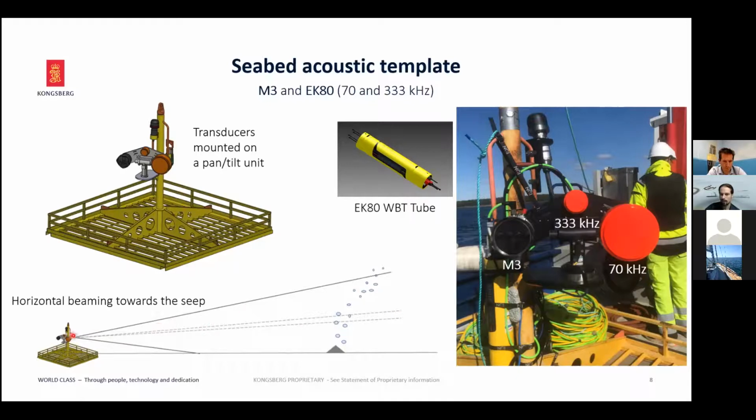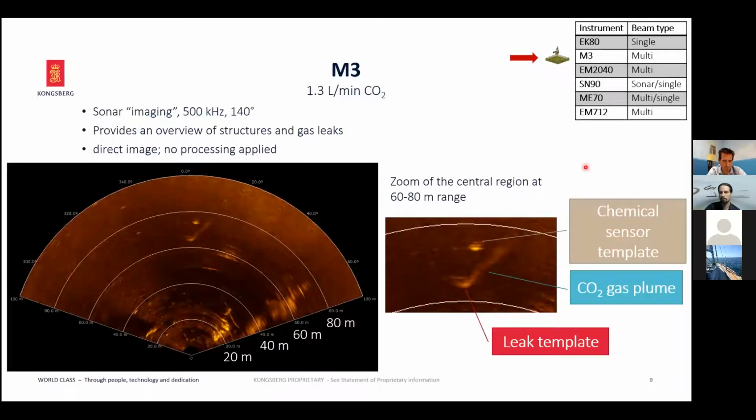It is also indicated that the imaging sonar had a very large opening angle, and the quantitative echo sounder was narrower in order to realize better quantitative measurements. The echo sounder itself came in the form of a WBT tube, to which the transducers were connected. Next on the lander, we have the M3, as mentioned. It is a 500 kilohertz, 140 degree opening angle imaging sonar, and it provides a very good overview of the structure and the gas leak.